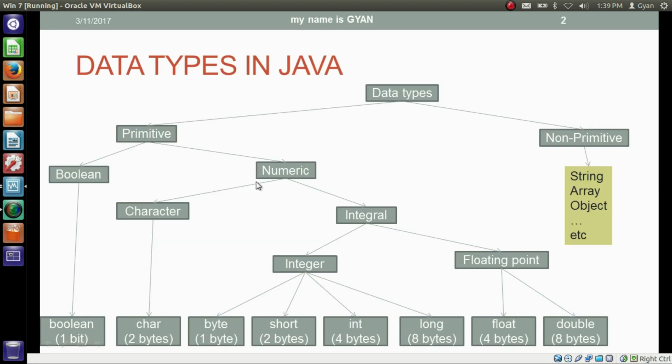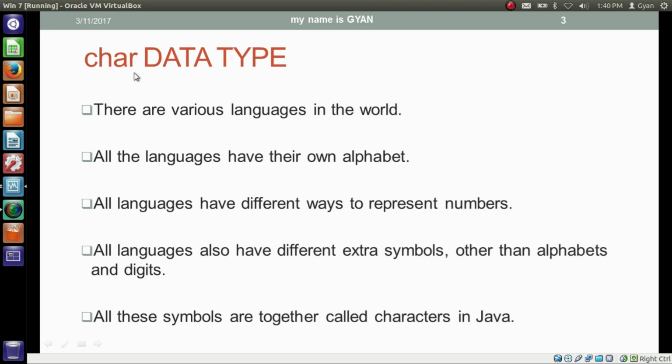These are the various data types supported by Java and we are learning the character data type. We are learning this char data type. Now the question is, what is a character data type?